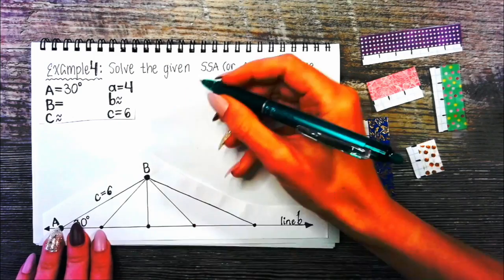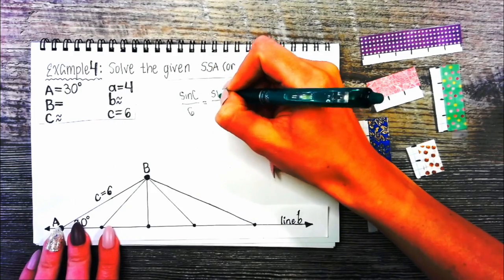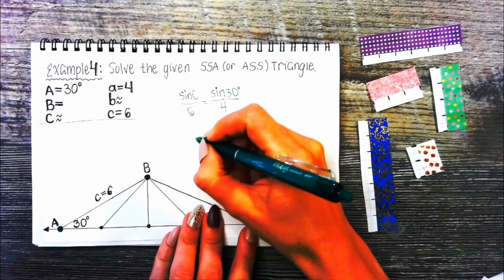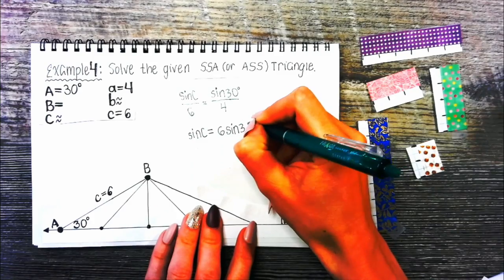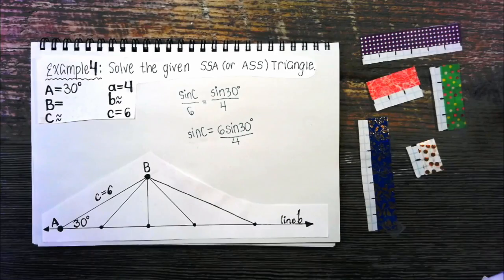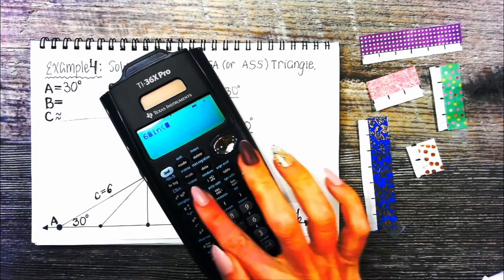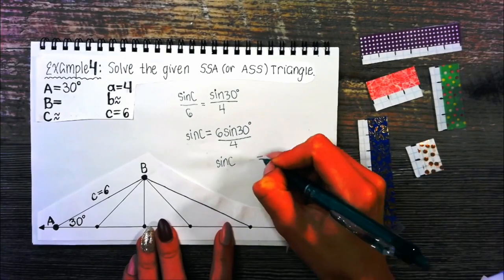Since we're solving for an angle, we'll put the sine of C and sine of A up in the numerators. We need to get sine of C alone. We'll multiply both sides by 6. We have 6 sine 30 over 4 equals sine of C. In order to get C isolated, we have to take the sine inverse of both sides. You could calculate 6 sine 30 degrees divided by 4 in your calculator first. If you do that, you will get 3/4 or 0.75.